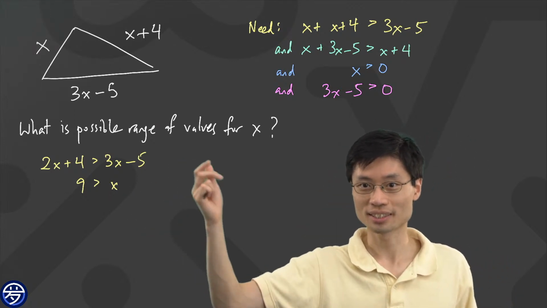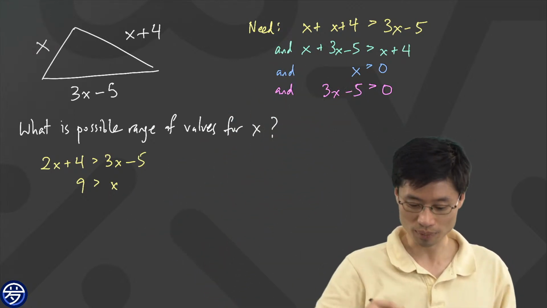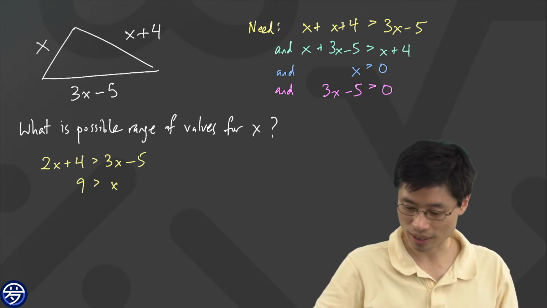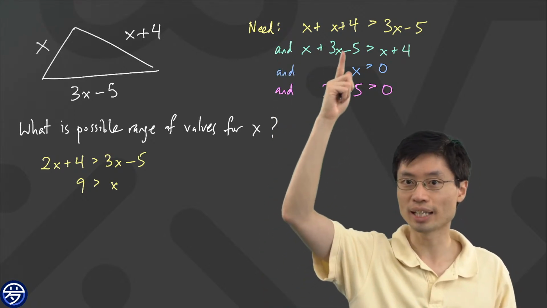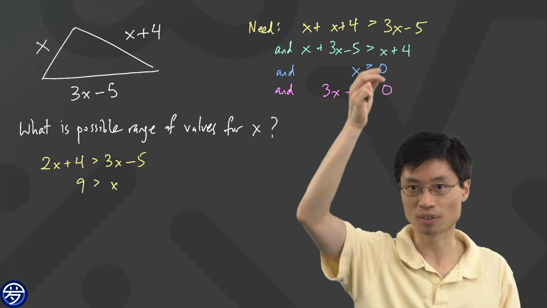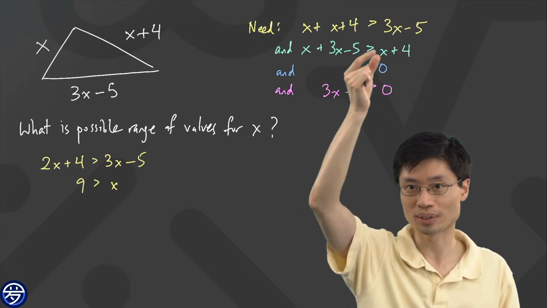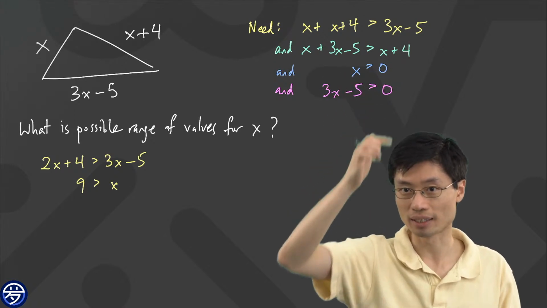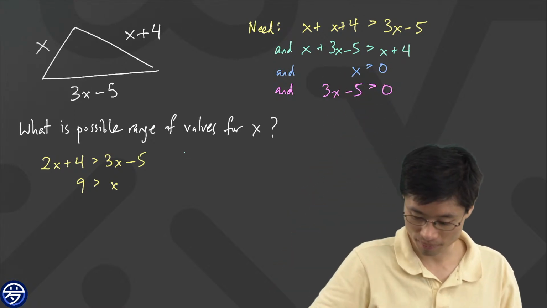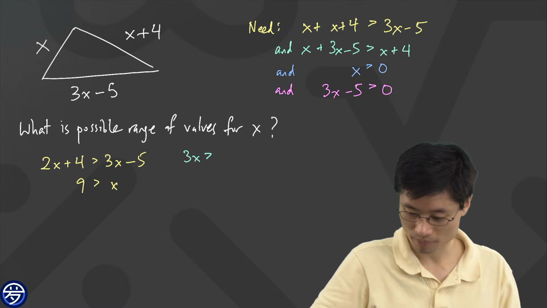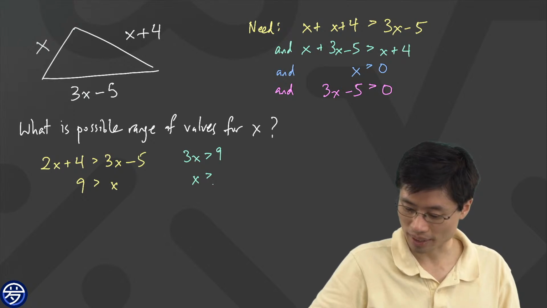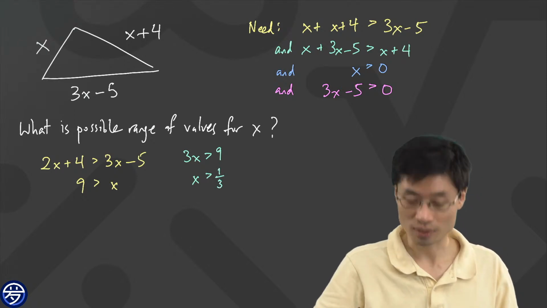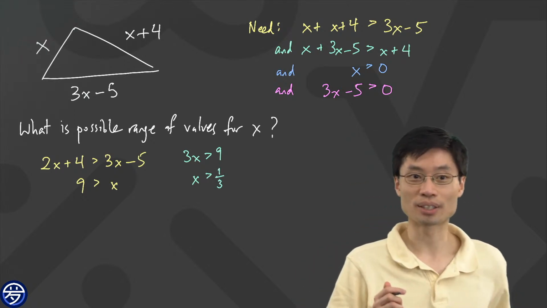So now I've got this. Let's go and look at the rest of them. The green one tells me that my condition is x plus 3x minus 5 bigger than x plus 4. Let's subtract x from both sides. Those x's are gone. And I just get 3x bigger than 9. So I find out that x had better be bigger than 1/3. Oh, that's interesting. X has to be bigger than 1/3.